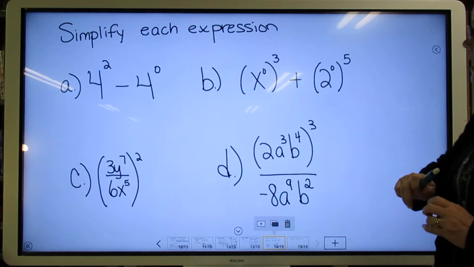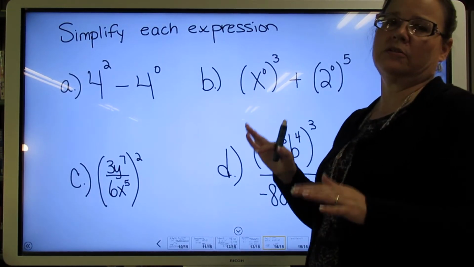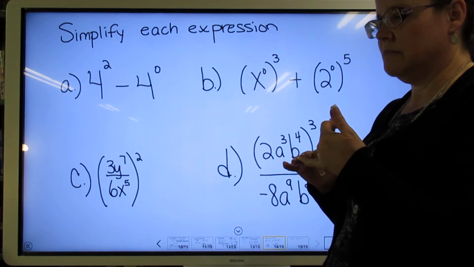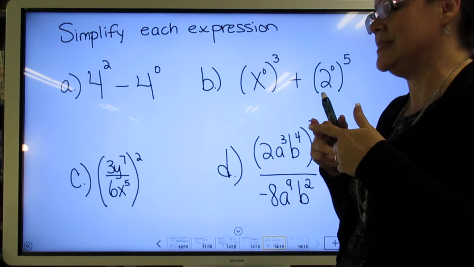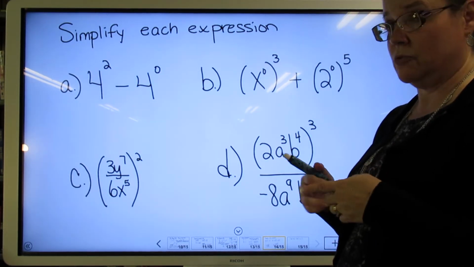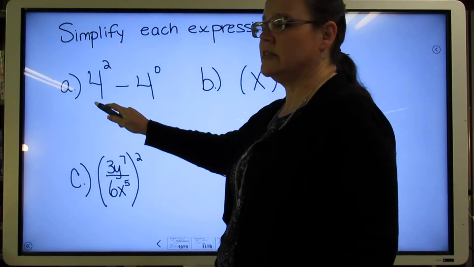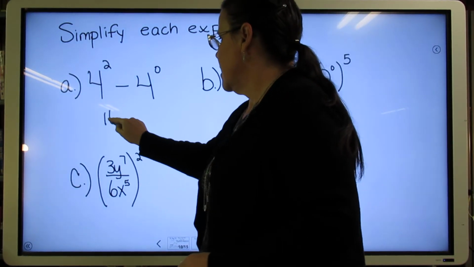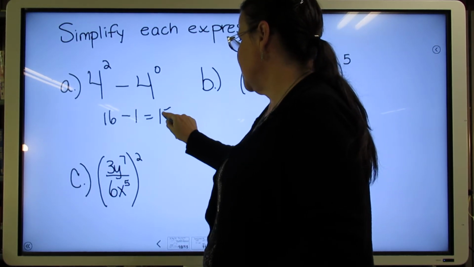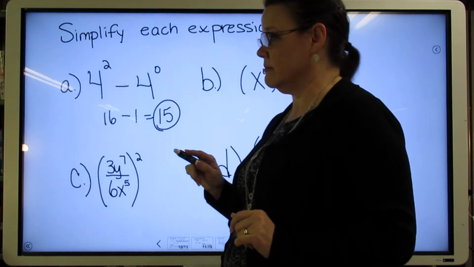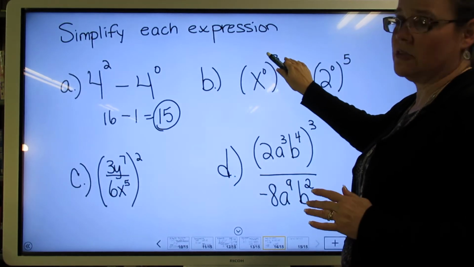And then I have simplify each expression. That means you're going to do all those rules, the product rule, the quotient rule, the power to power rule, and the 0 exponent rule, and do the math in here, okay? So 4 squared is going to be 16, and 4 to the 0 power is 1, and then that would be 15. Cool.